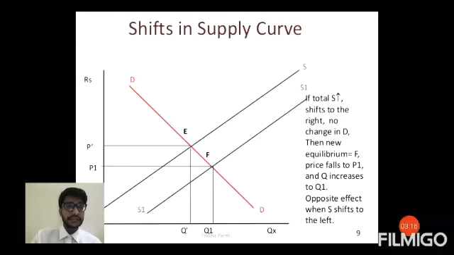Shift in the supply curve. You can see D is demand and S is supply. The supply curve is upward sloping. A shift to the right is an increase in supply, creating a new equilibrium, where price P1 falls and quantity Q1 increases. Conversely, S can shift to the left.